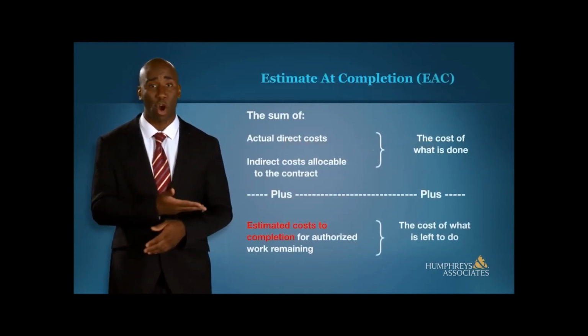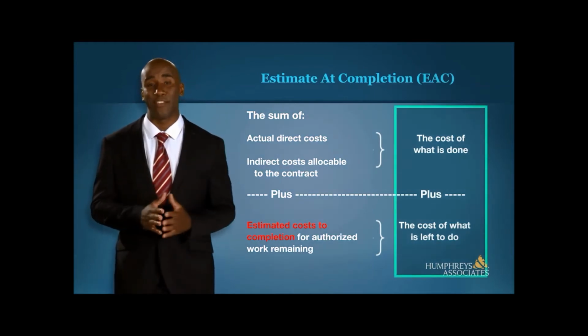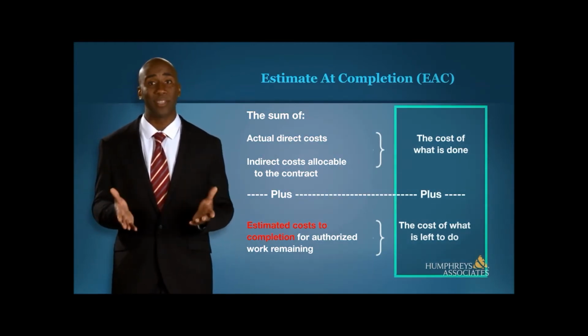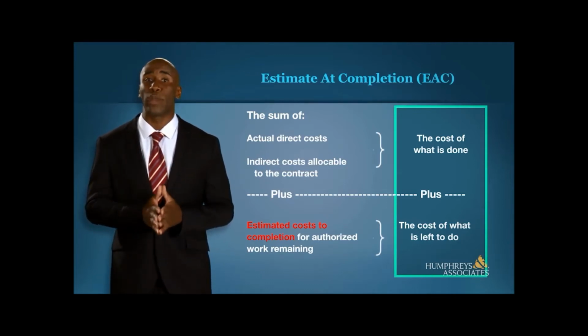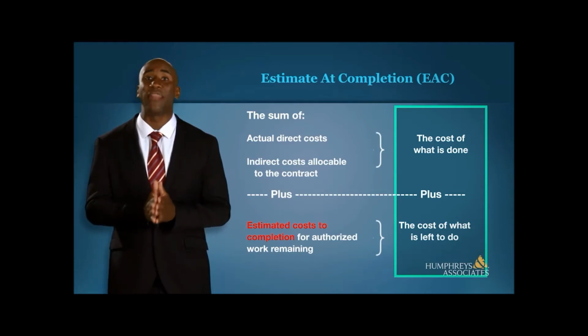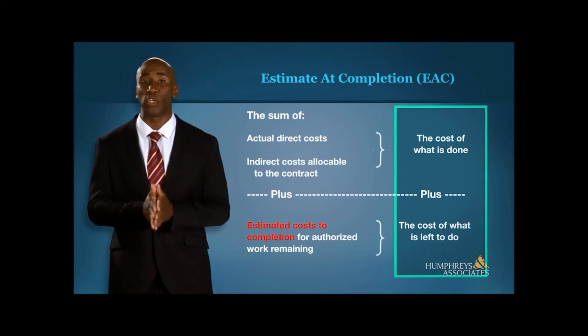The left side of this chart states the formal definition of the estimate at completion. On the right is an explanation of the definition. Simply put, the EAC is composed of two parts: the cost for what has been done, that is, actual applied costs to date, and the estimated costs for what still remains to be done, or in other words, the estimated costs to completion, or ETC. The ETC is sometimes called the cost to complete forecast.